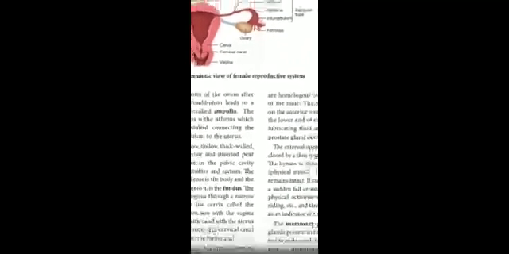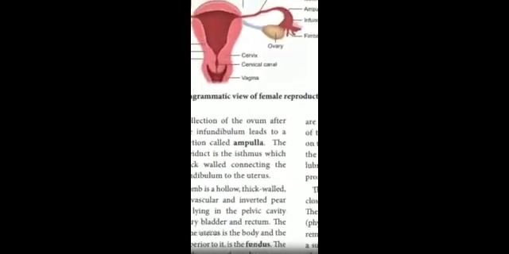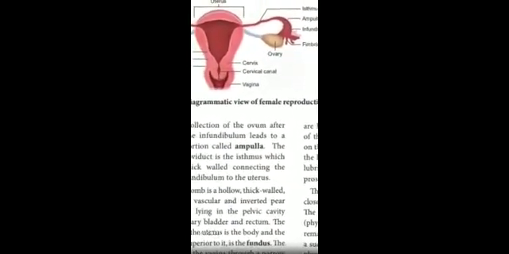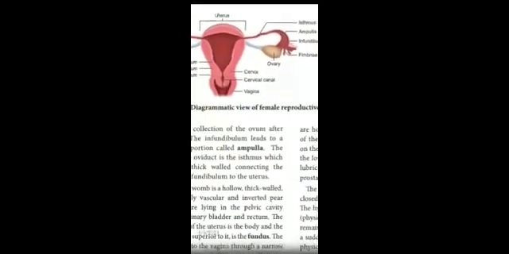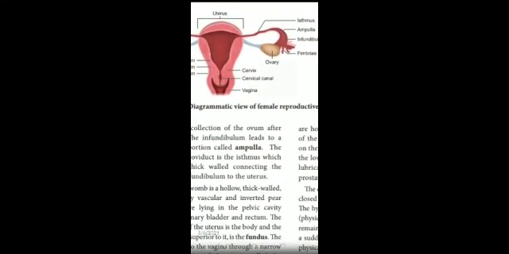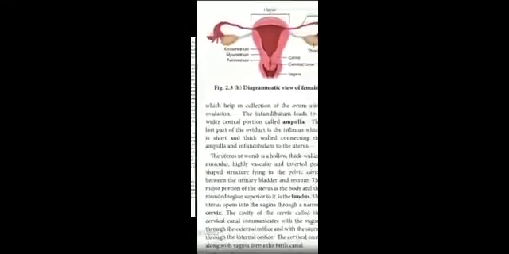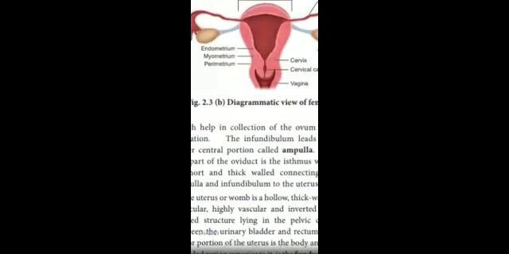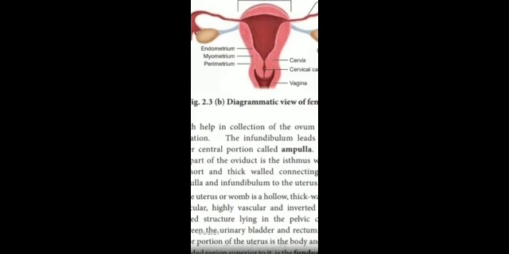Next we'll see the external opening of the vagina is partially closed by a thin ring of tissue called the hymen. This area will be there, the hymen. That hymen is often torn during first coitus, meaning physical union, a sexual contact.